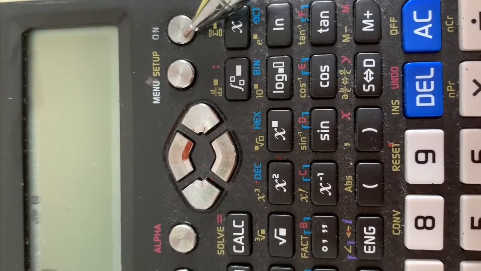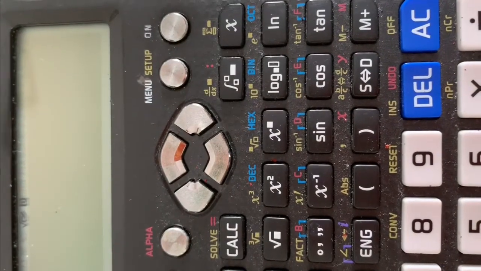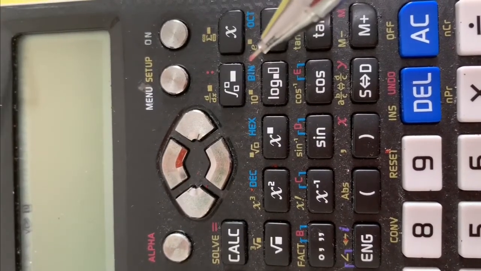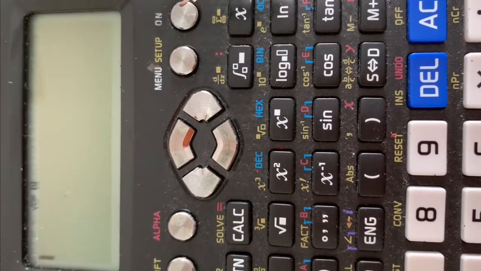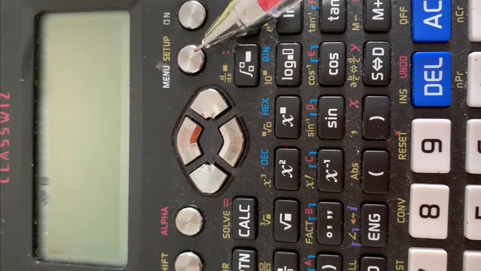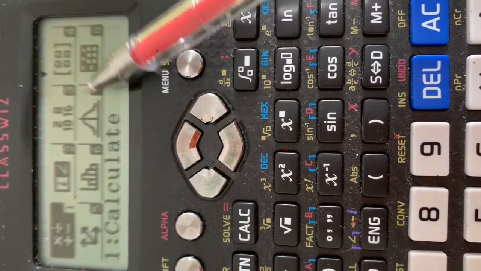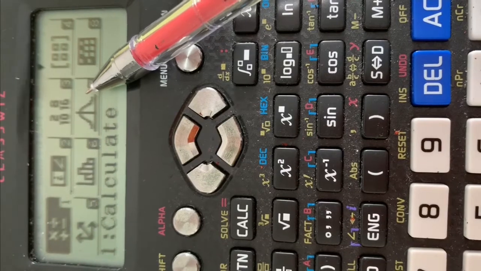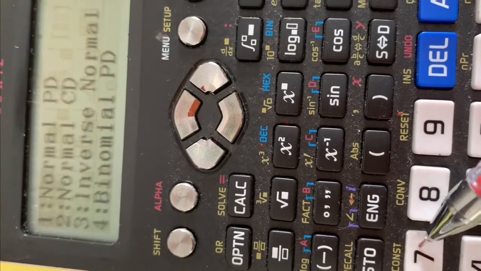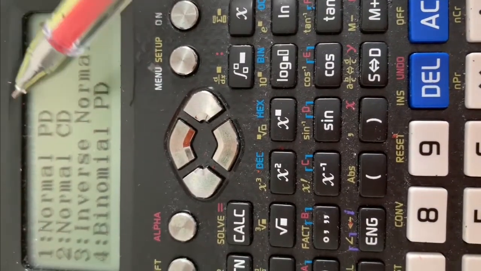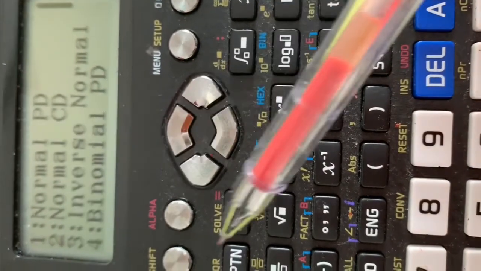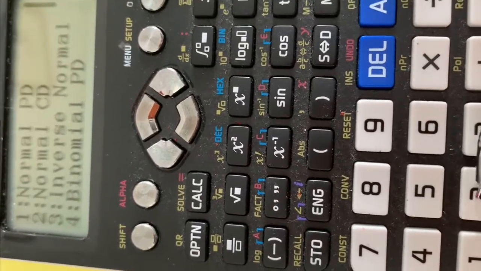Hi, all the students. Today I would like to teach you how to use the FX570ES Casio calculator to get the probability value. Starting, you press setup on the calculator, then you see there is a bell shape. We choose number 7, which is the bell shape. Now you press number 7, you will have 1, 2, 3, 4. So you choose number 2, normal CD. Remember CD? You play the song using CD.